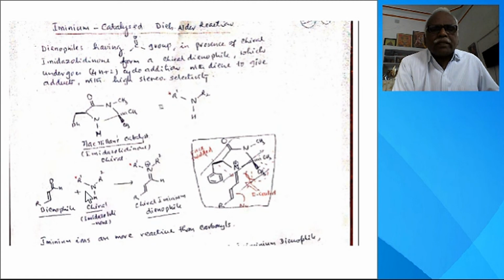Now what happens? The dienophile reacts with this catalyst, and you get the iminium ion, the iminium dienophile. Before this, the dienophile is less reactive. By forming the iminium ion, this carbon becomes more reactive. Therefore this dienophile becomes more reactive. This stereochemistry is maintained by this catalyst.